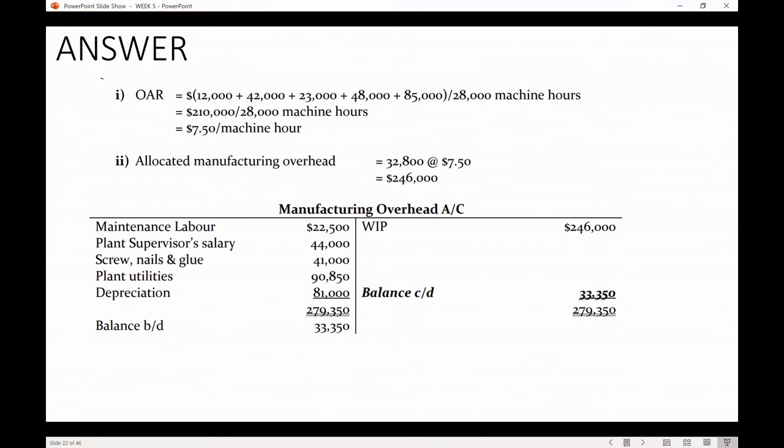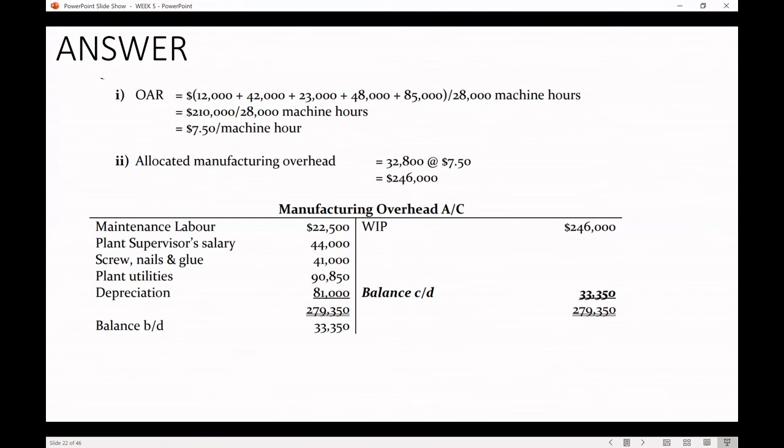And where do we close it to? The cost of goods sold account. We know we do that by doing a journal entry, and our journal entry is a debit and a credit to an account. So what are we going to debit in this case and what are we going to credit? We know the figure because the figure is your variance, the 33,350, but to what account?